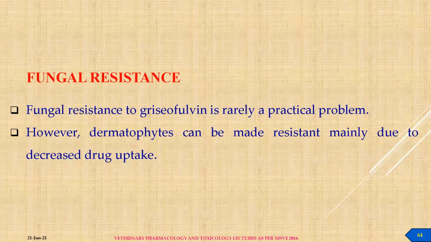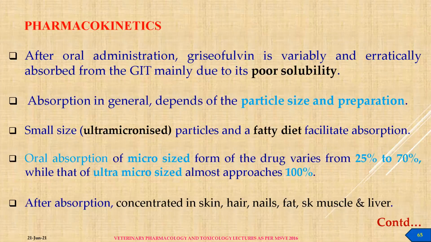That is the mechanism. And kinetics: amphotericin B and the other drugs, natamycin, etc., are not absorbed orally. And we'll see what about this particular drug is concerned. So after oral administration, it is variably and erratically absorbed from the GIT, mainly due to its poor solubility. Absorption in general depends upon the particle size and also the different preparations.